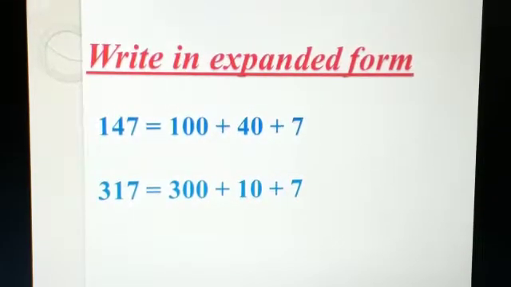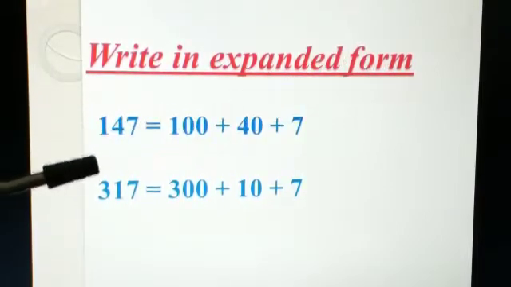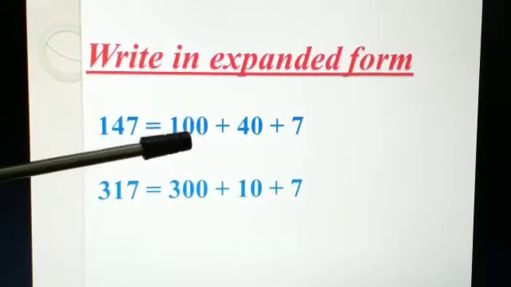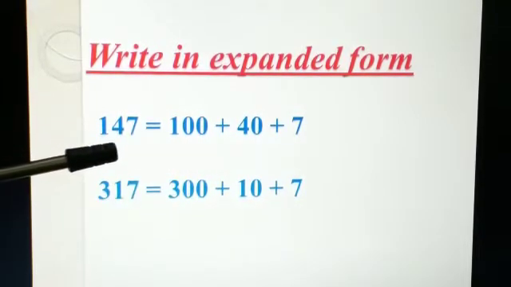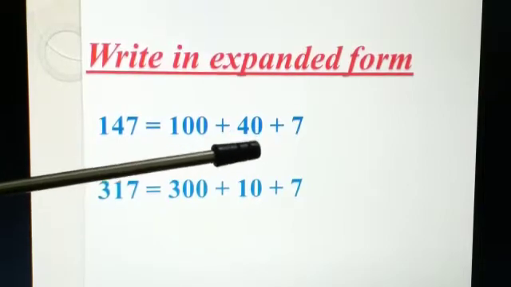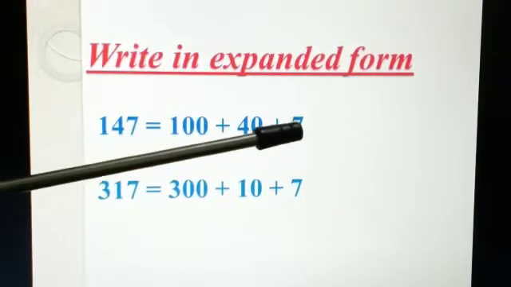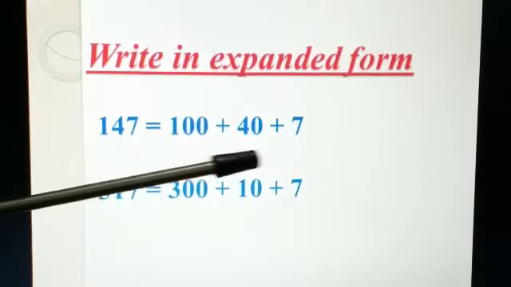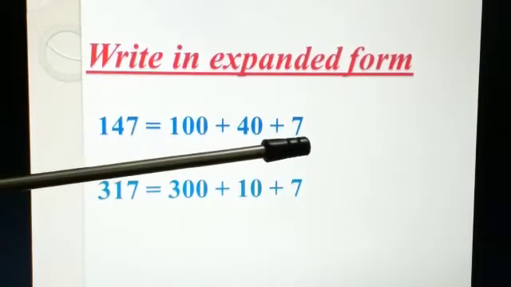Now, next we have to write the given numbers in expanded form. Here, our first number is 147. In this number, 1 at the hundreds place, so we will write 100, plus 4 at the tens place, so we will write 40, and 7 at the ones place, so we will write 7. The expanded form of 147 will be 100 plus 40 plus 7.